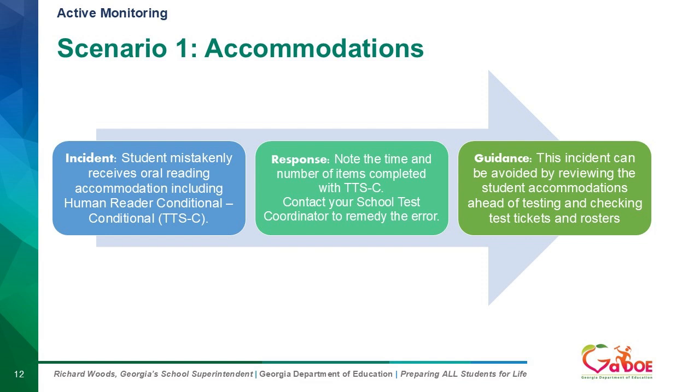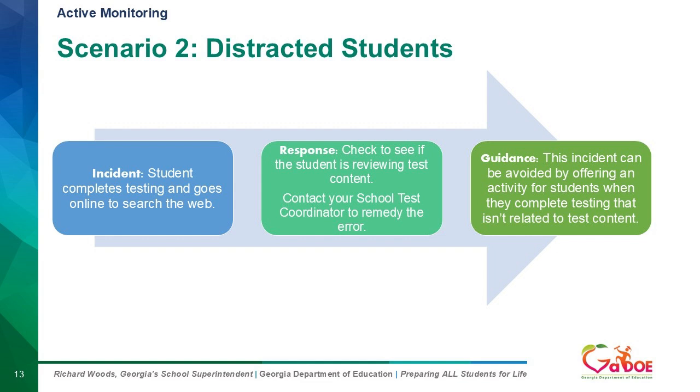Here, a student receives the conditional read aloud accommodation. When the examiner notices this issue, they should contact the school test coordinator and note the time and number of items completed. This incident can be avoided by reviewing the accommodations on the roster and testing ticket before the test begins. A student completes testing and searches the internet online with their computer.